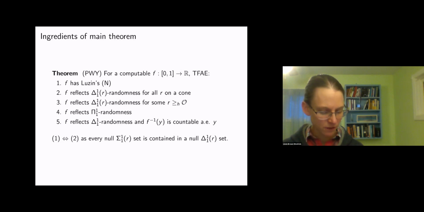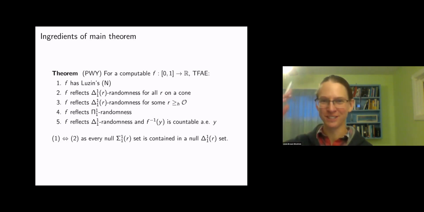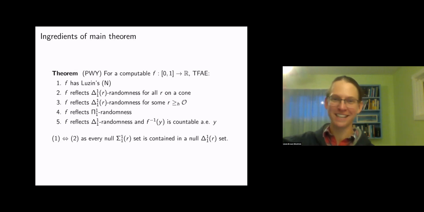So 2 implies 1 is very direct. If f reflects Δ^1_1 R randomness, then every Δ^1_1 R null set has to get mapped to a null set. So in particular, every null set gets mapped to a null set, because every null set is contained in a Δ^1_1 R null set for some R. Right, so that's 2 implies 1.